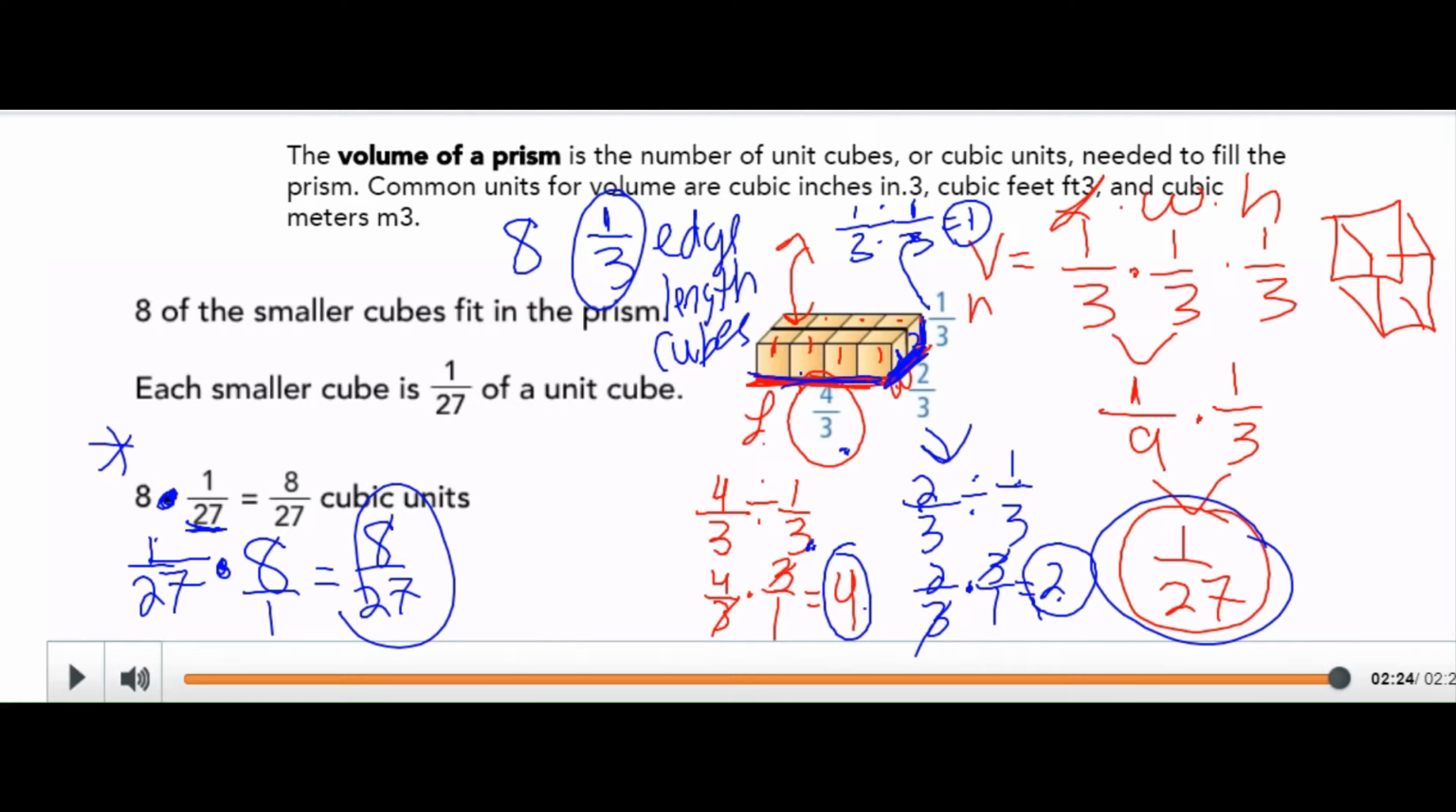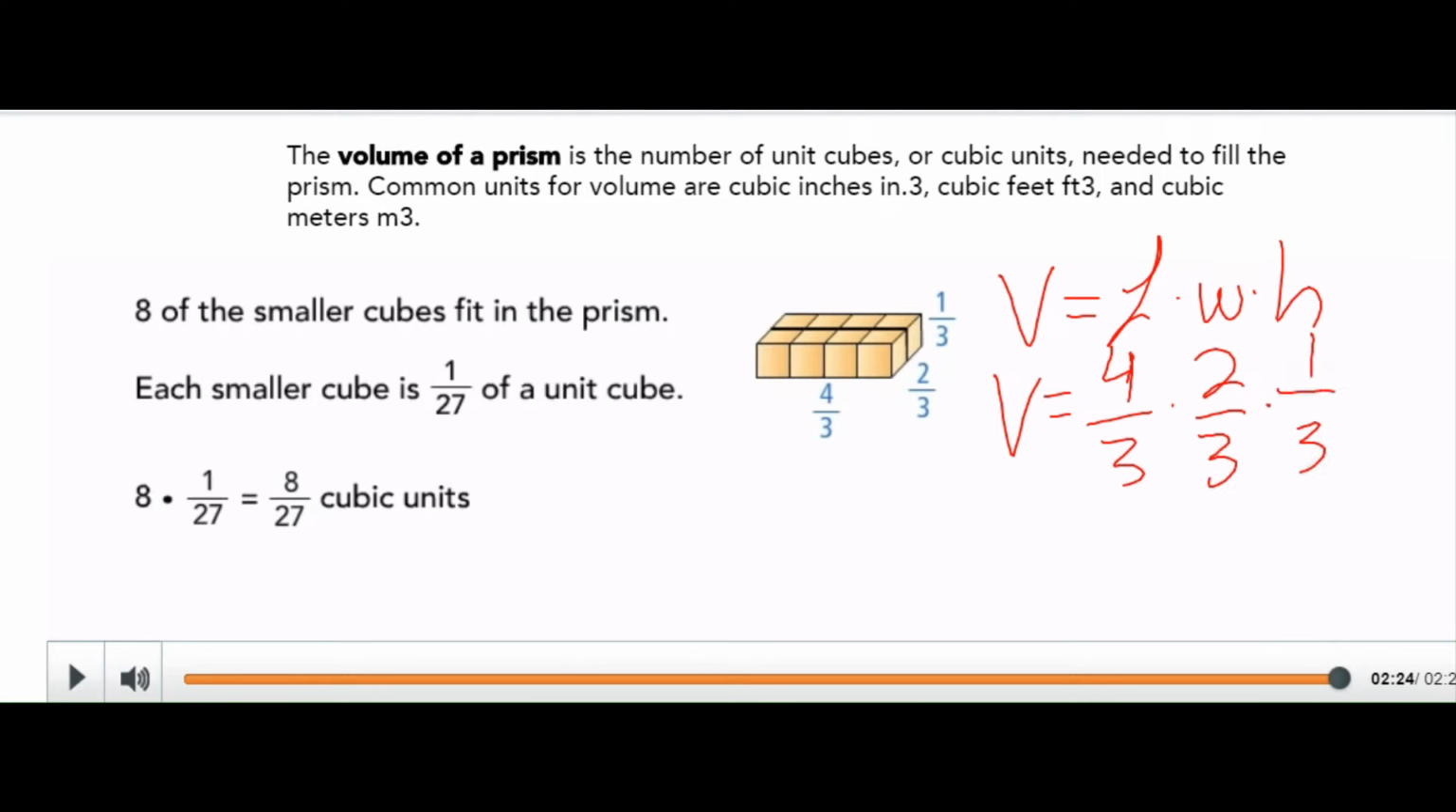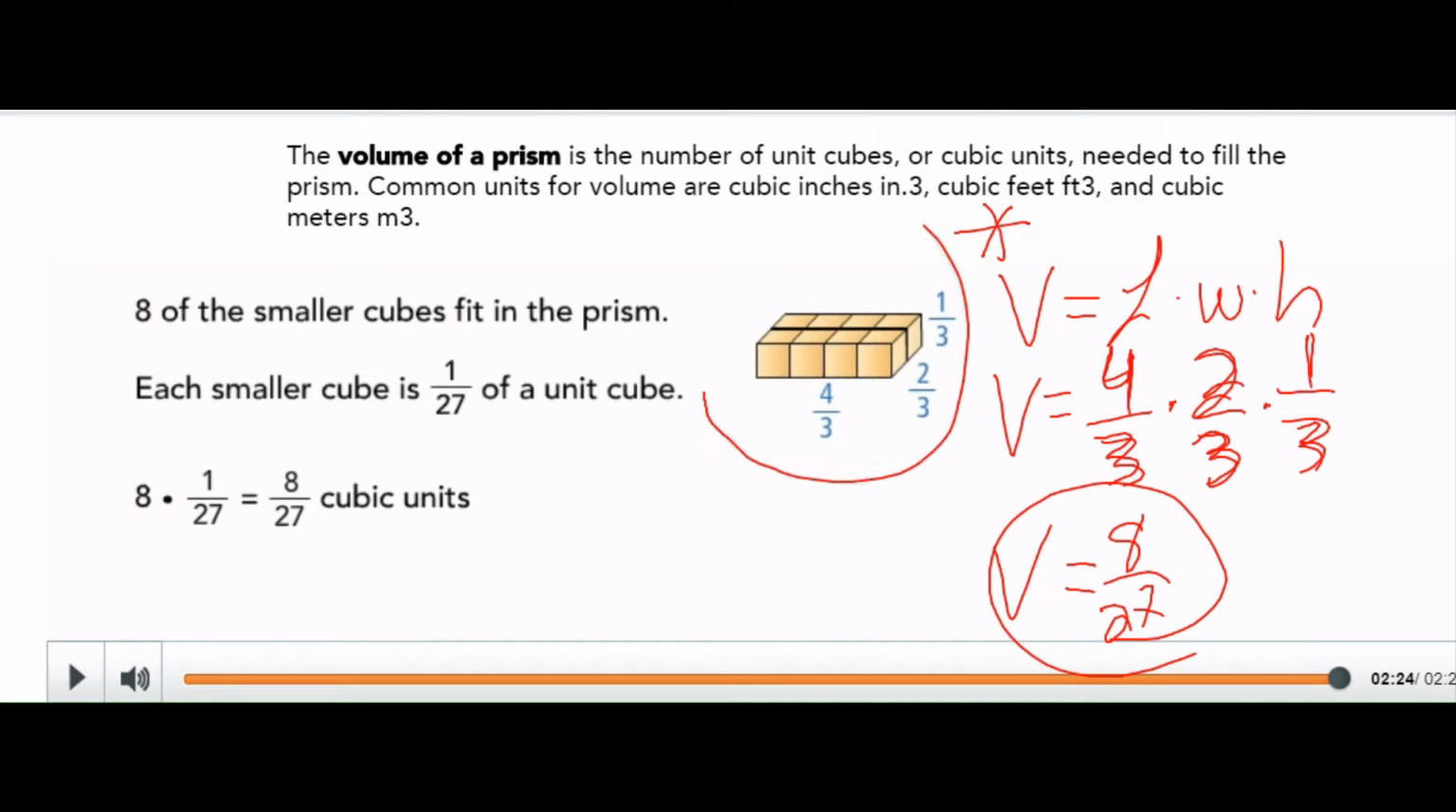Now this is one way to do it, more complex than the other way, just finding the volume. So you can just find the volume. Volume equals length times width times height. However, we're not focusing on this method. We want to pack it with unit cubes and use that method. All methods are important. So 4 over 3 times 2 over 3 times 1 over 3. 4 times 2 times 1 is 8 for the numerator. And then we have 3 times 3 times 3 for the denominator, which is 27. So notice we get the same answer. Obviously, this one is easier, but you have to know how to use unit cubes.